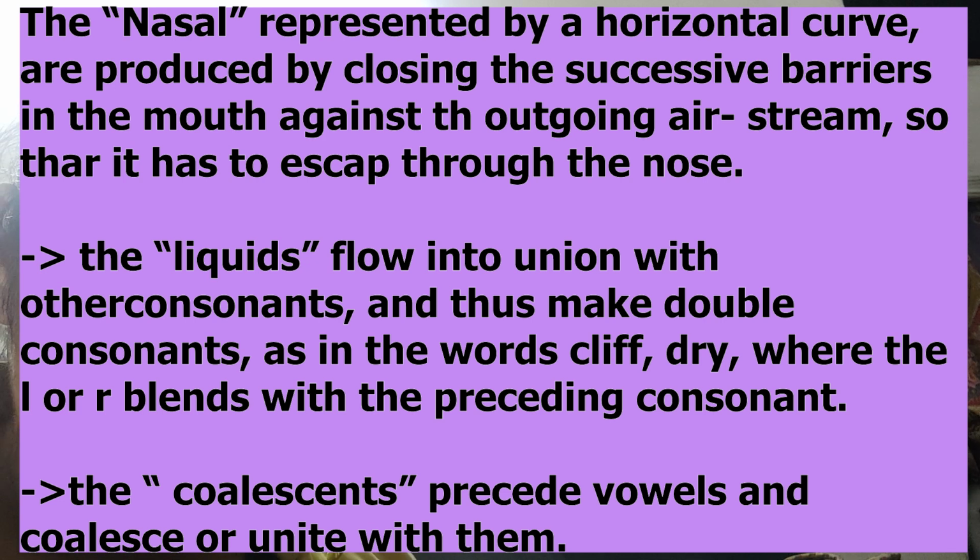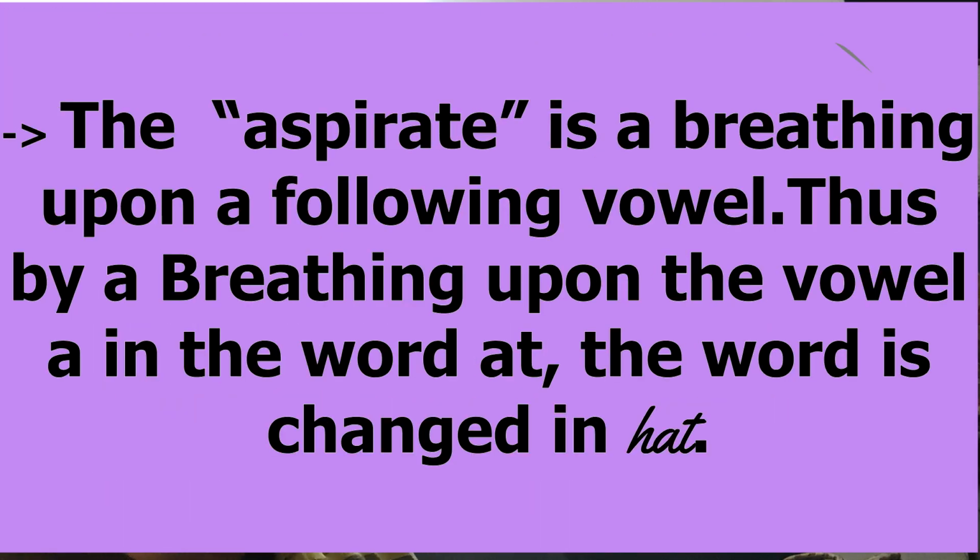The liquids flow into union with other consonants, thus making double consonants as in the words stiff, dry, where L and R blend with the preceding consonants. The liquids precede vowels and consonants or unite with them. The next class is aspirate, which is breathing upon the following vowels. Thus, breathing upon the vowel in the word 'at' changes it into 'hat'.